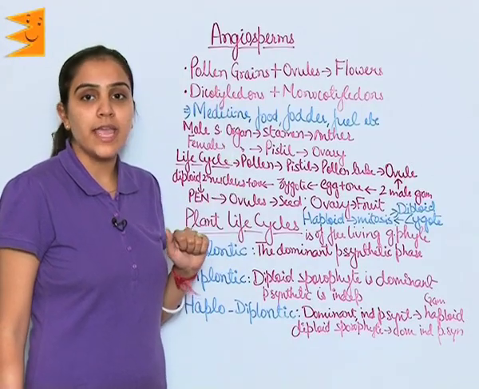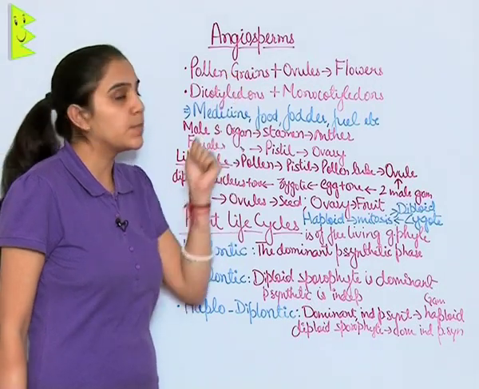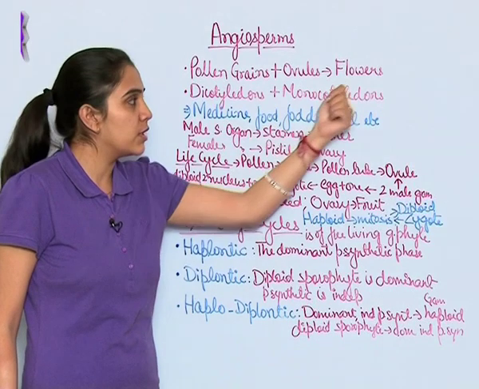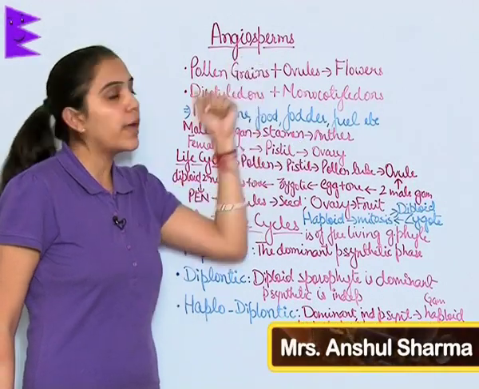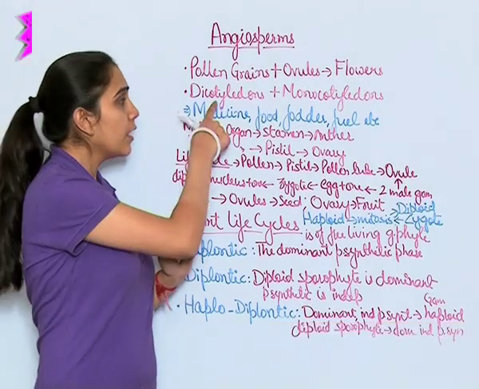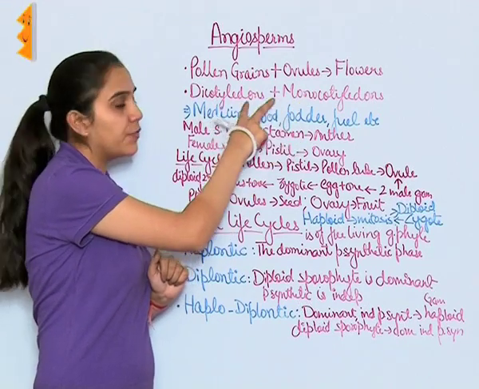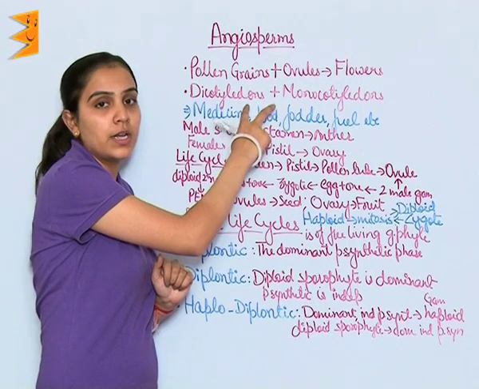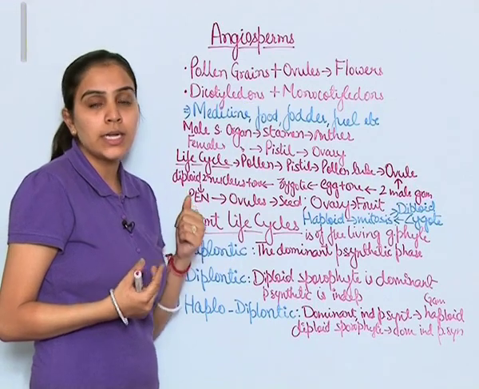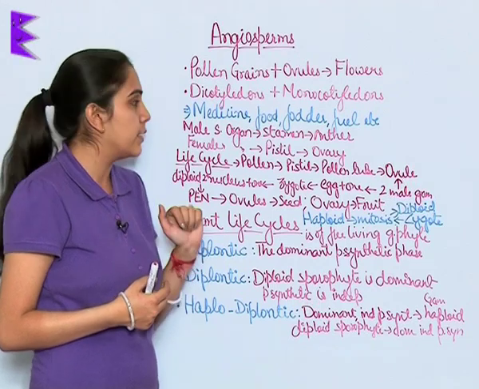Next category is angiosperms. In this category, pollen grains plus ovules lead to formation of specialized structures known as flowers. That's why angiosperms are also known as flowering plants. They are of two types, dicotyledons and monocotyledons. These are to be differentiated on the basis of cotyledons present in the seed. In case of dicotyledons, two cotyledons are present, and in case of monocotyledons, one cotyledon is present.